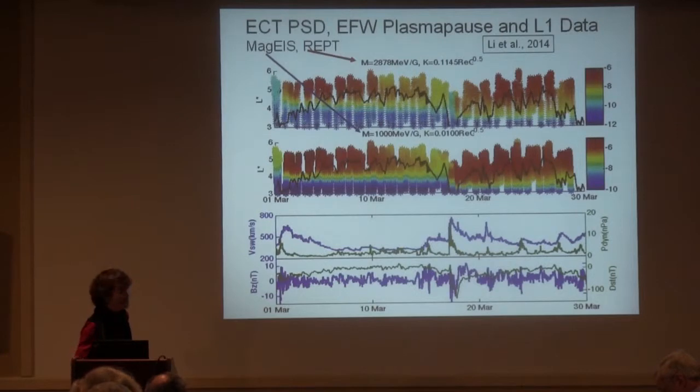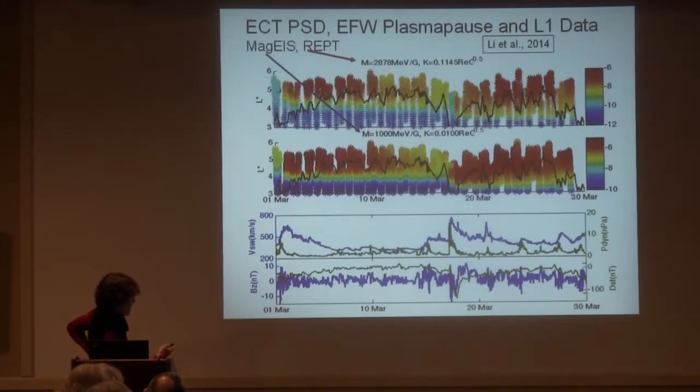This is a figure that Zhao showed, I think, or certainly one that she produced. The thing I wanted to point out is that the bottom panel is from MagEIS at 1,000 MeV per Gauss, so at lower energy, and the top panel is from REPT. The flux dropout that occurred on March 17th is stronger at the higher energies than at the lower energies. Again, this is consistent with our understanding of magnetopause shadowing.